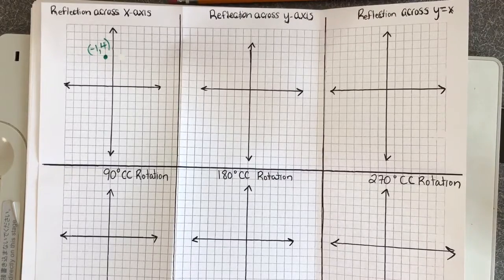In this lesson, we are going to learn how to come up with the algebraic rules for the three main reflections and the three main rotations without having to memorize any rules.